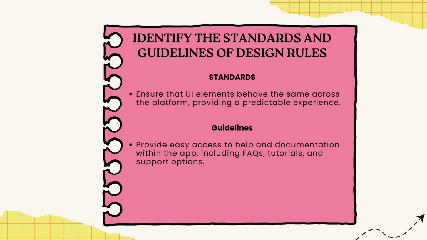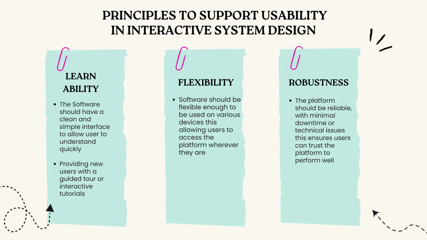Okay, standards. Ensure that UI elements behave the same across the platform, providing a predictable experience. Whenever you go to another page and return back to the page, the elements are still in exactly the same place. So, users won't be confused with the design. The next is guidelines. Provide easy access to help and documentation within the app, including text, tutorials, and support options. This really helps beginners who don't know about the principles.